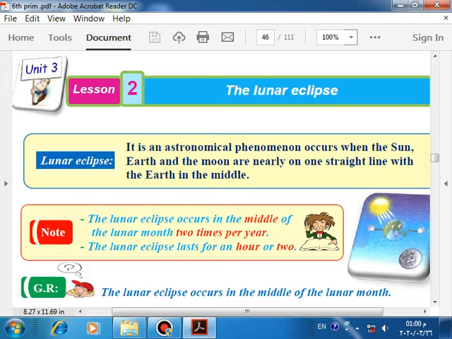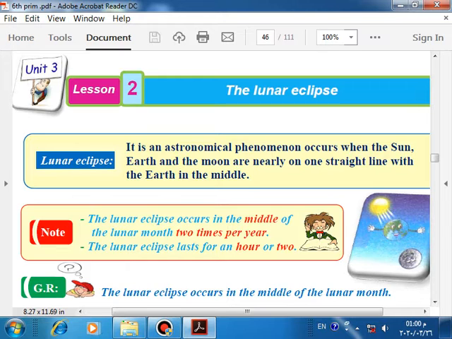We have studied before in our previous lesson the solar eclipse and said that the solar eclipse is an astronomical phenomenon that occurs when the Sun, Earth and Moon are nearly on one straight line with the Moon in the middle.